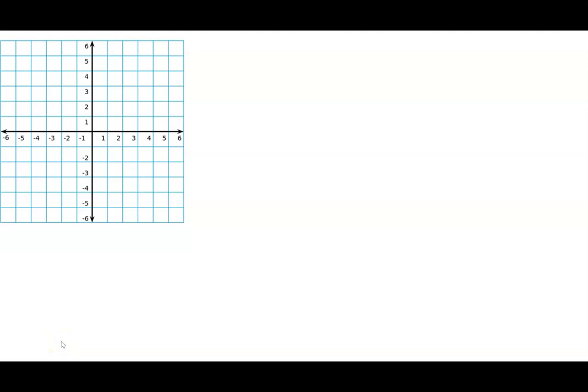All right, so our first line is the line y = 1/3x + 2. For that line, our y-intercept is 2, and our slope is 1/3, so our rise is 1, our run is 3, and the line looks something like this.